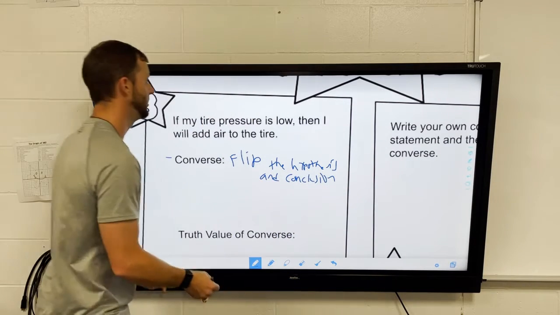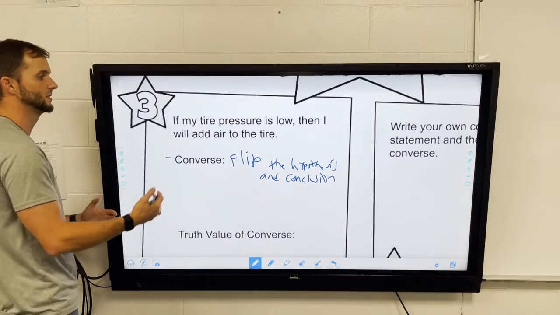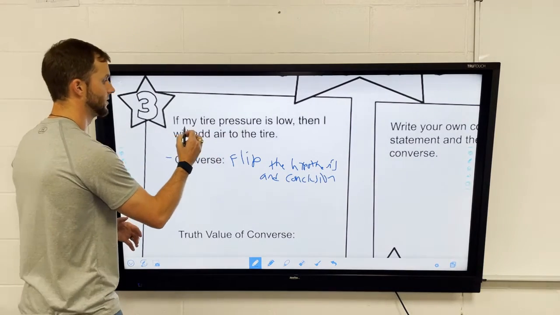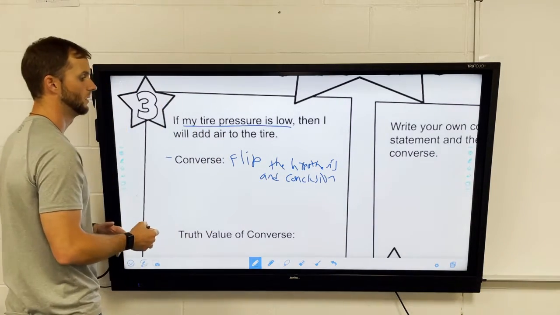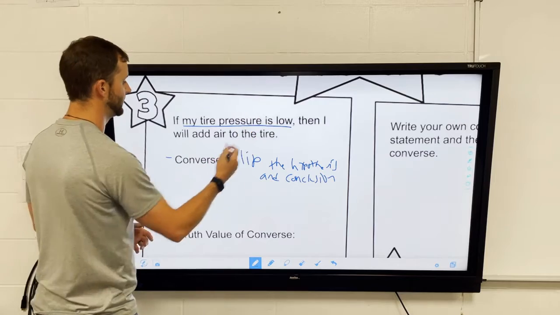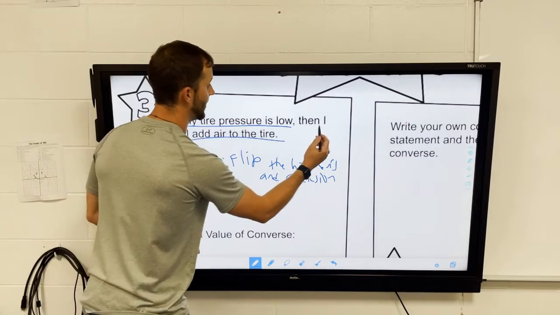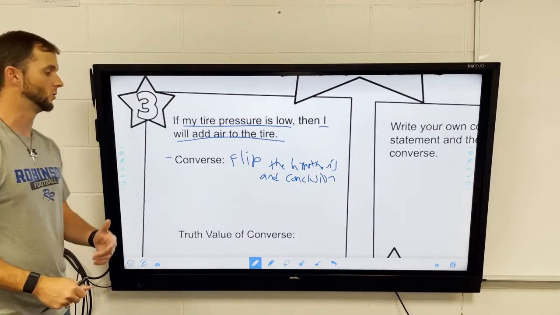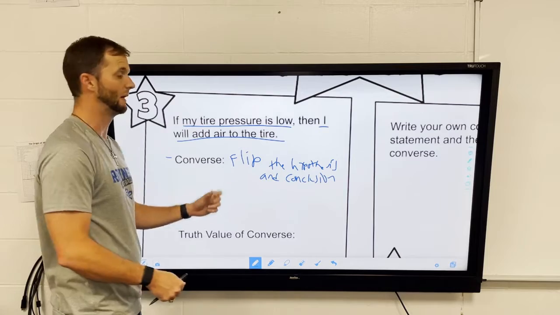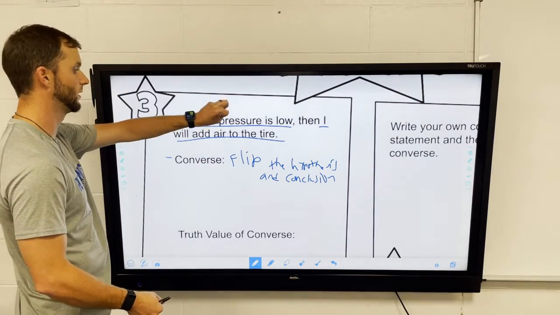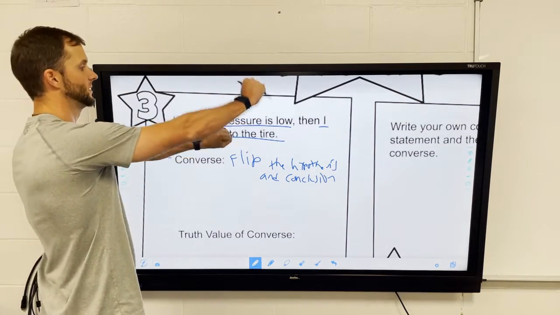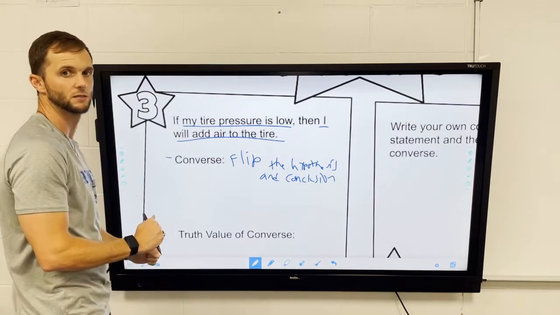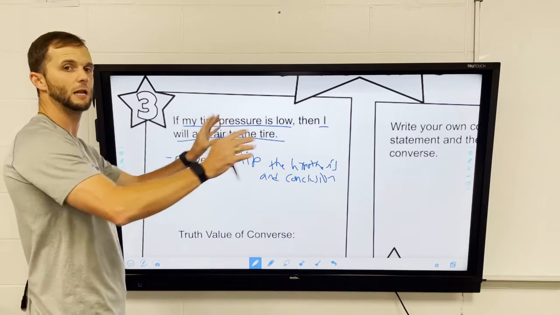So right now, whenever I look at these, I know my hypothesis is going to be after the if, so my tire pressure is low, and the conclusion is going to come after the then: I will add air to the tire. So whenever I do the converse, that means I'm going to flip the conclusion and the hypothesis and put them in different spots. So I'm going to leave the if and then, and I'm going to flip it.